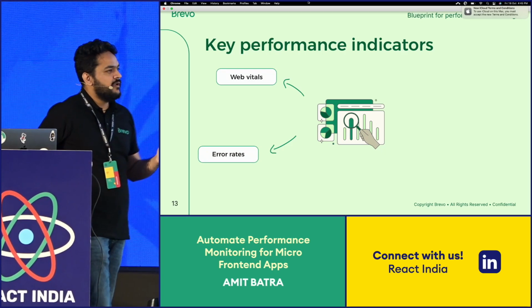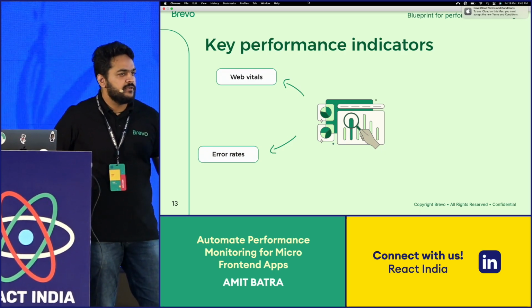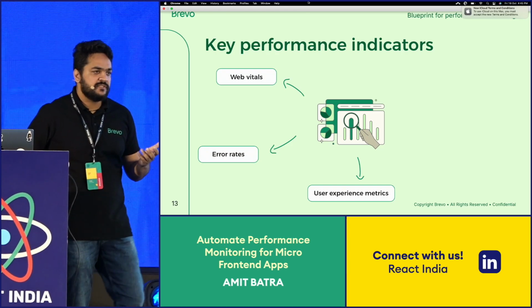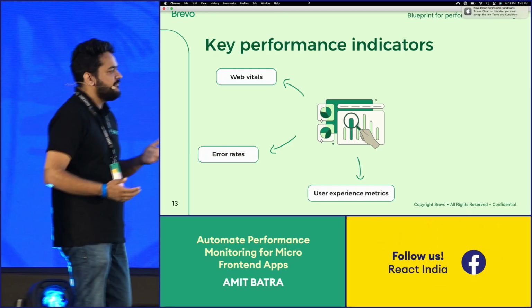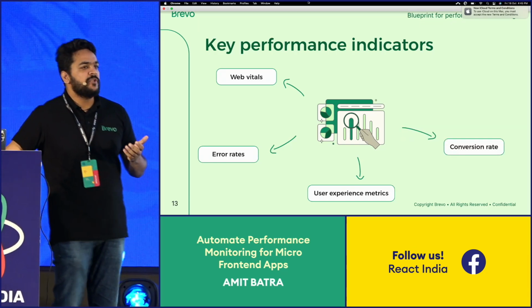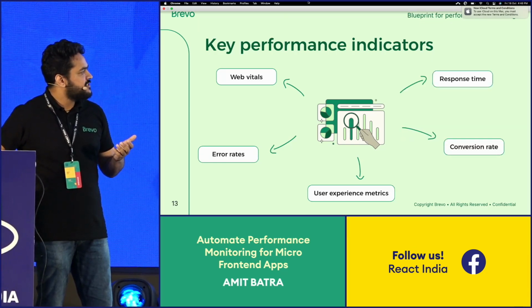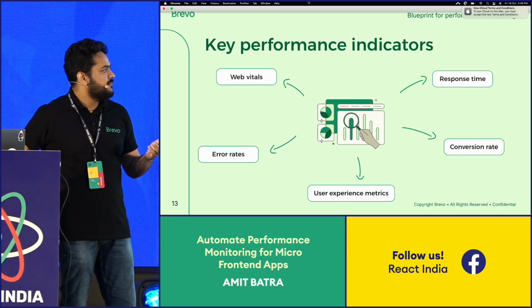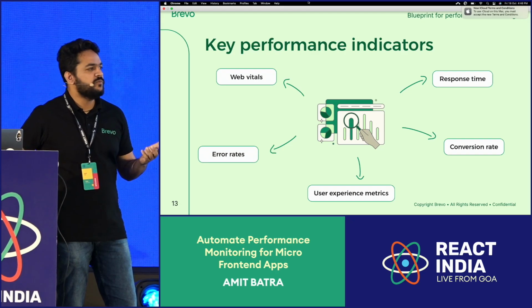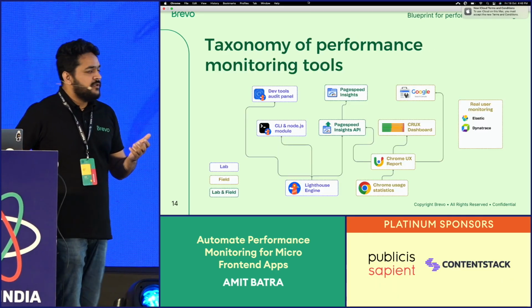Then there are error rates. It's basically the frequency of errors against a time threshold. Then there are user experience metrics that can be obtained through behavioral data platforms. Then there are conversion rates. They can be obtained from your customer satisfaction scores. Then there is response time. It's basically an API taking time to respond to a particular action.